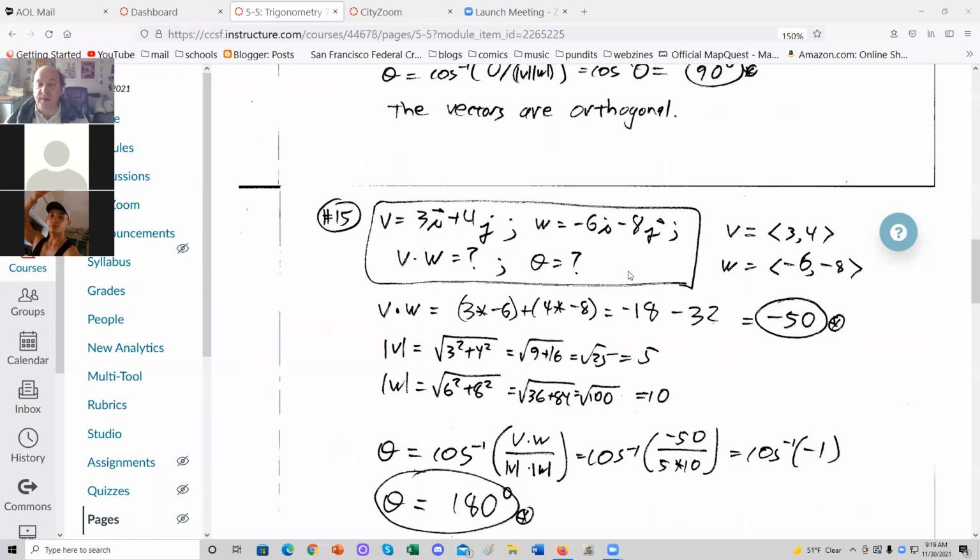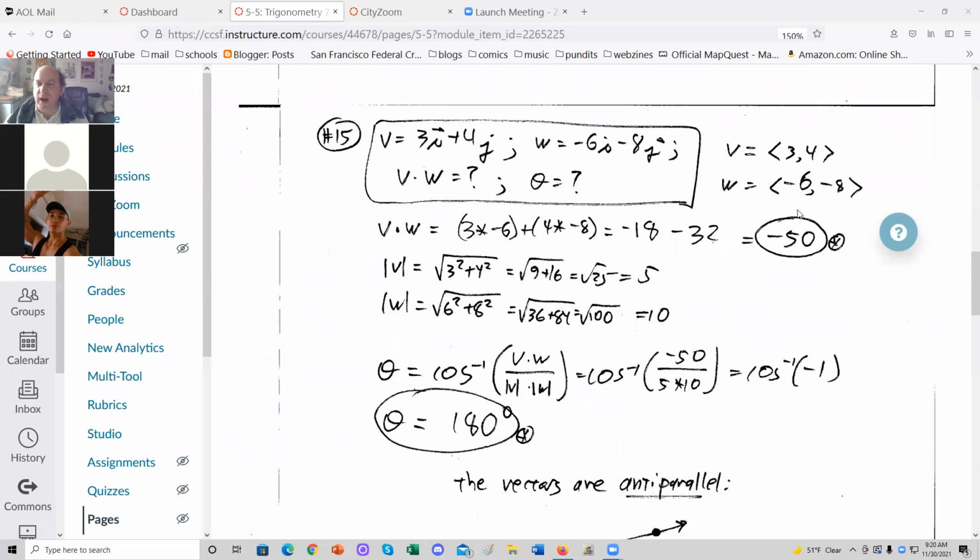Now let's try this. V is 3i plus 4j, so it's 3 by 4. W is minus 6i minus 8j, so it's minus 6 by minus 8. What's the dot product? What's the angle between them? All right. Dot product is 3 times negative 6 plus 4 times negative 8, which works out to negative 50.